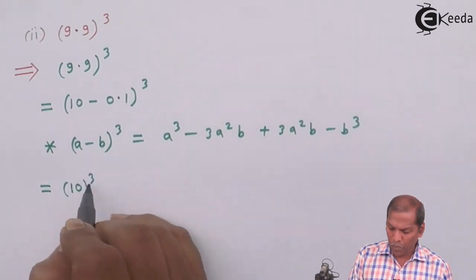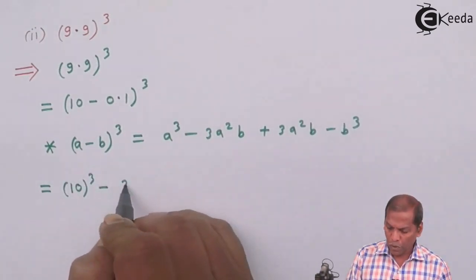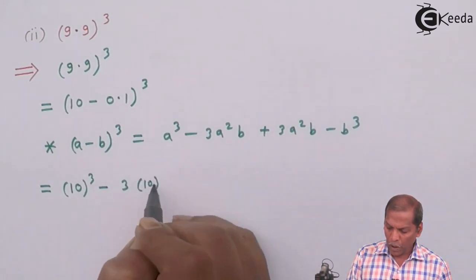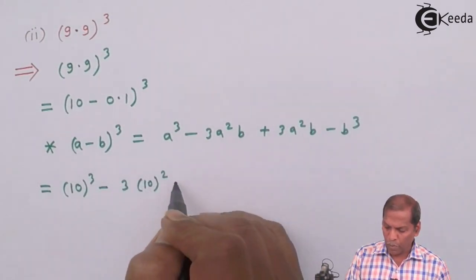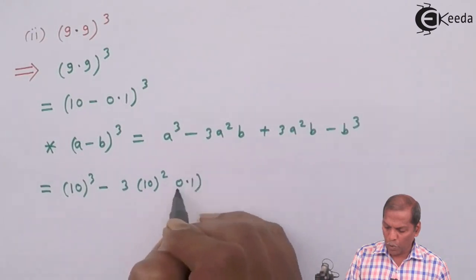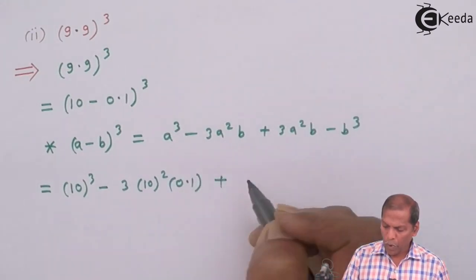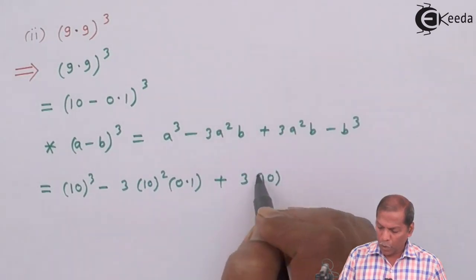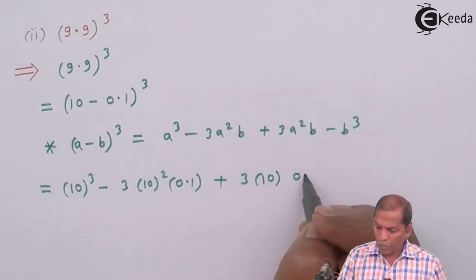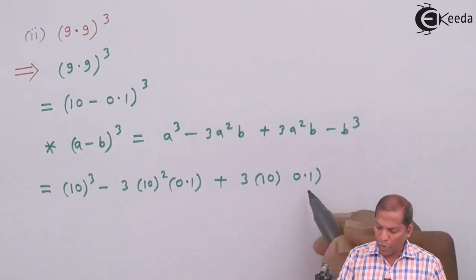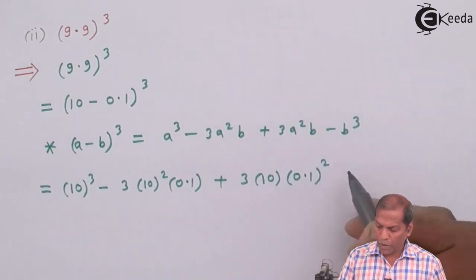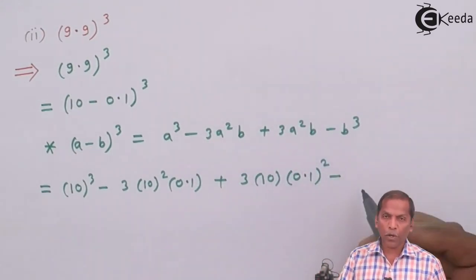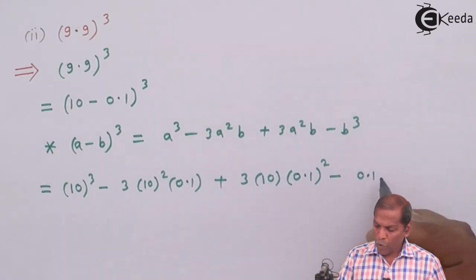10^3 - 3 into 10^2 into 0.1 plus 3 into 10 into 0.1^2 and minus 0.1^3.